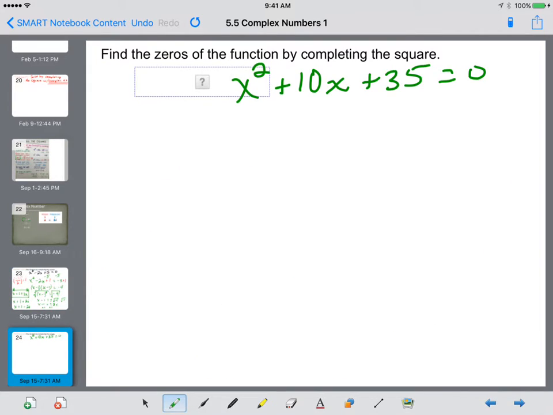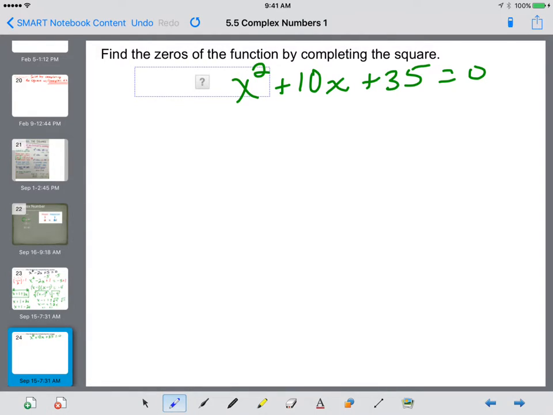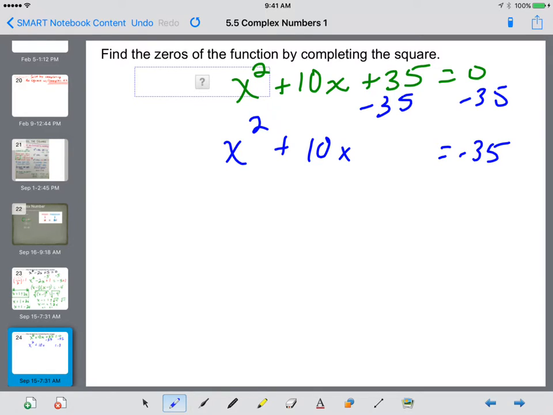Let's try one more example here. We have x squared plus 10x plus 35 equals 0. I'm going to solve this by completing the square. Let's do this in a different color, let's go blue. Okay, first things first, we need to move our constants over if necessary. So I'm going to subtract 35 on both sides. And I'm left with x squared plus 10x. I'm going to leave space. Equals negative 35.